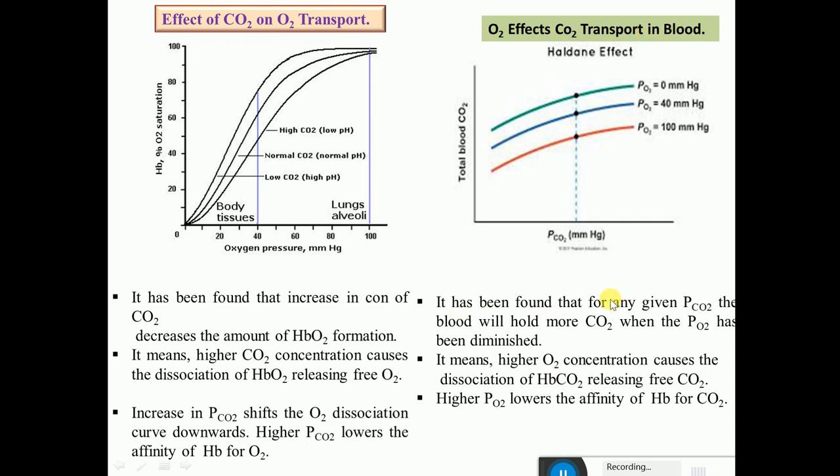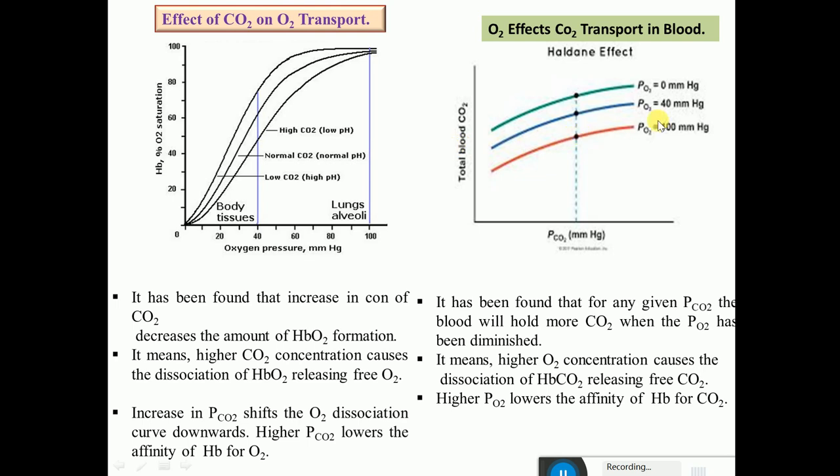In a similar way, here we are going to draw a graph between the total amount of CO2 present in the blood and the partial pressure of CO2. As the partial pressure increases, the total amount of CO2 present in the blood also gradually increases. And also you can notice what this higher concentration of O2 means. If the partial pressure of oxygen gradually increases, it causes dissociation of HbCO2 and releases more free CO2. So releasing free CO2 means it is lowering the affinity of Hb towards CO2.